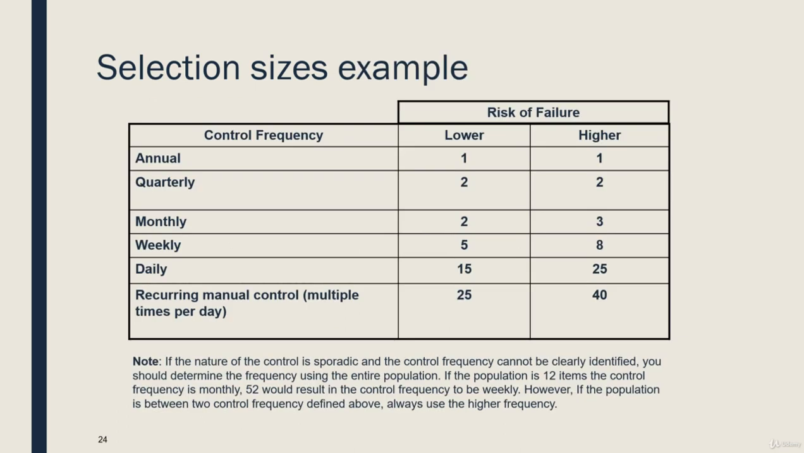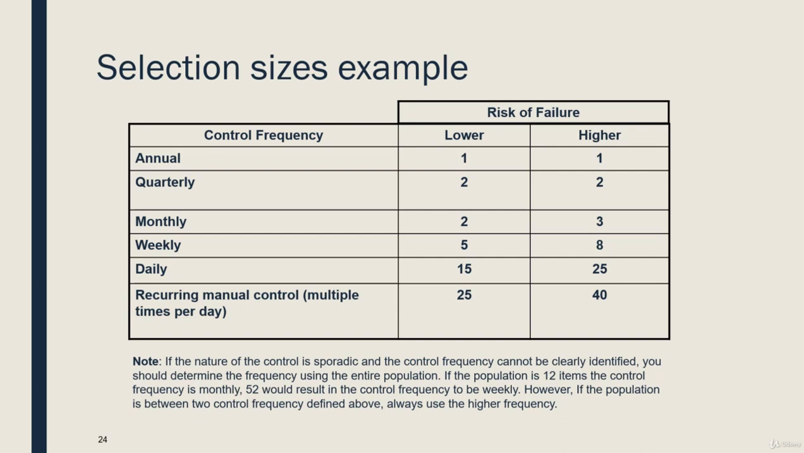Let's look at a sample guide of selection sizes. In this particular guide, you would see here that the control frequency is on the left column, and then you have the risk of failure on the right two columns, lower and higher. So what this depicts is that for each control frequency, based on the risk of failure, if it's a lower risk of failure or a higher risk of failure, you get to select the number of items that you would test. Let's look at weekly, for example.